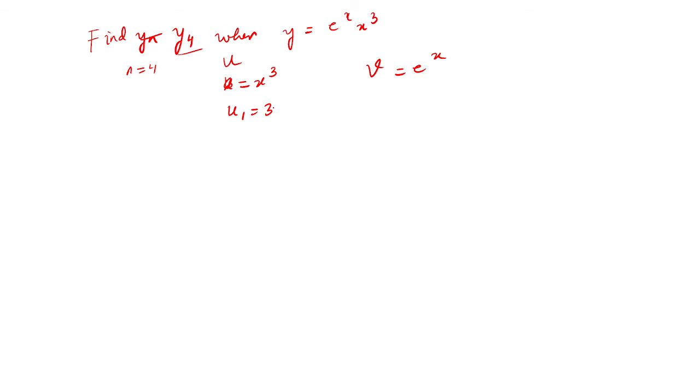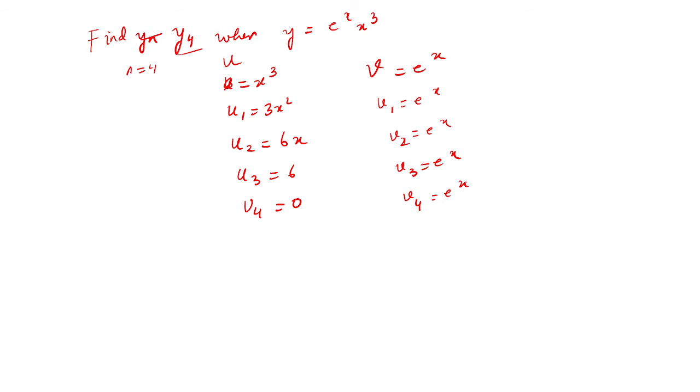So u, one time differentiation is 3x squared, twice differentiation is 6x, third differentiation is 6, and u four times is equal to 0. Now differentiation of e to the x will always be e to the x, no matter what. Even if you take up to n differentiations, it's always going to be e to the x, but we need it up to 4 derivatives, so we'll take it there.